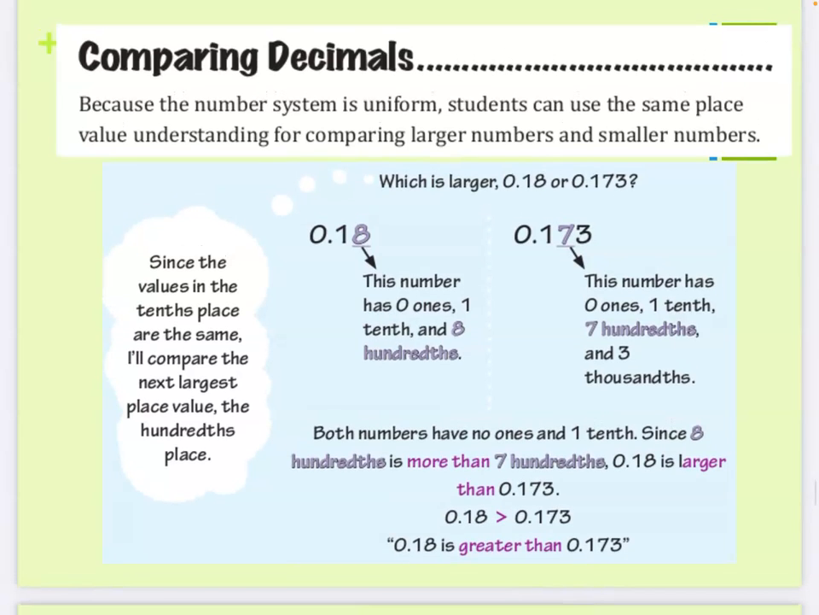How about 18/100 or 173 thousandths? Again, if you start from the left, they both have 1 in the tenths place, but when you move to the right, 18/100 has an 8 in the hundredths place and 173 thousandths only has a 7 in the hundredths place. Therefore, 18/100 is greater than 173 thousandths.